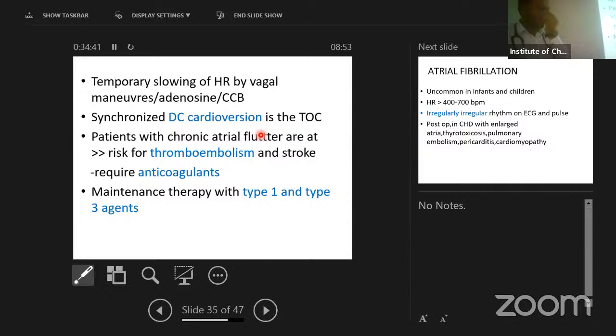Atrial flutter can be managed by vagal maneuver, adenosine, or calcium channel blocker. Synchronized DC cardioversion can be the treatment of choice. A patient with chronic atrial flutter is at risk of thromboembolism or stroke. That's why we use anticoagulant therapy during treatment, and maintenance therapy with type 1 or type 3 antiarrhythmic agents.